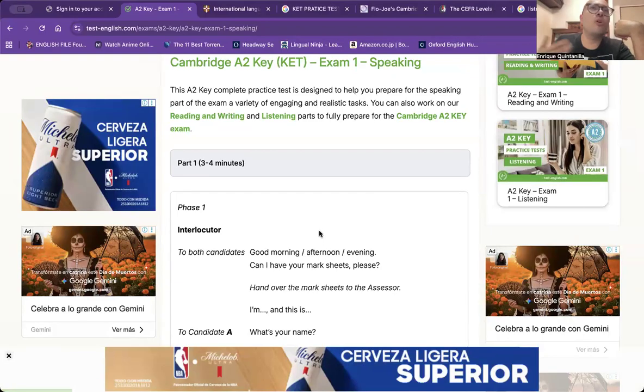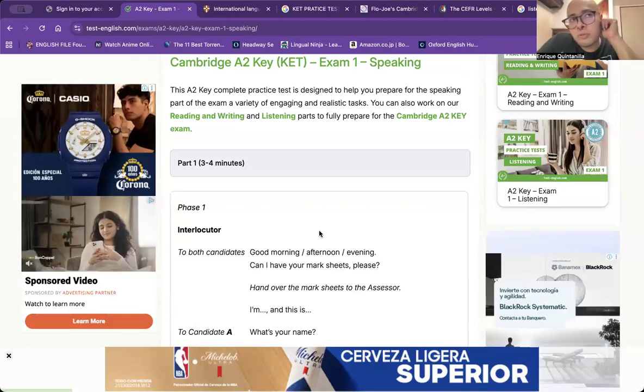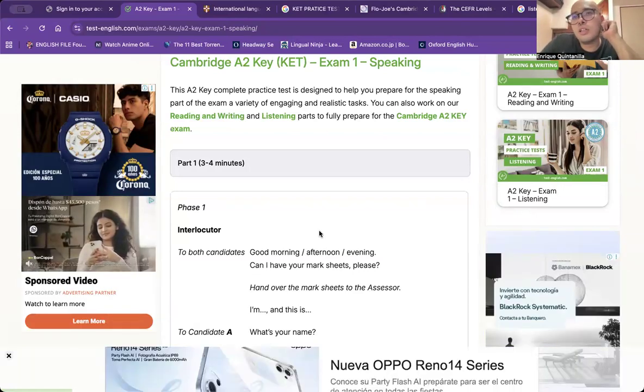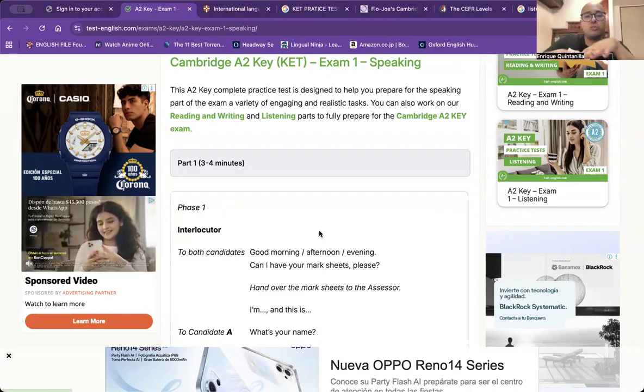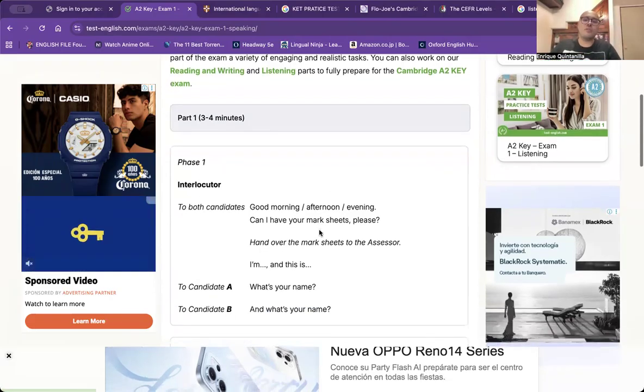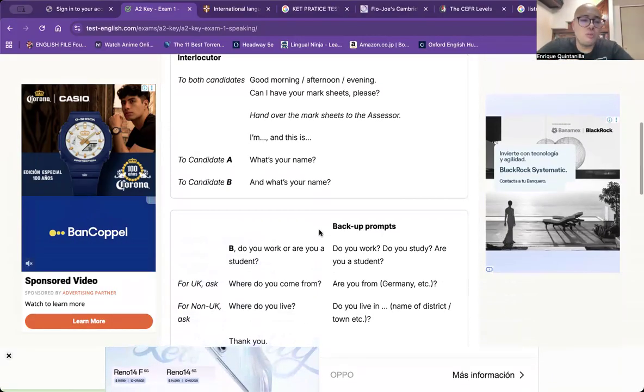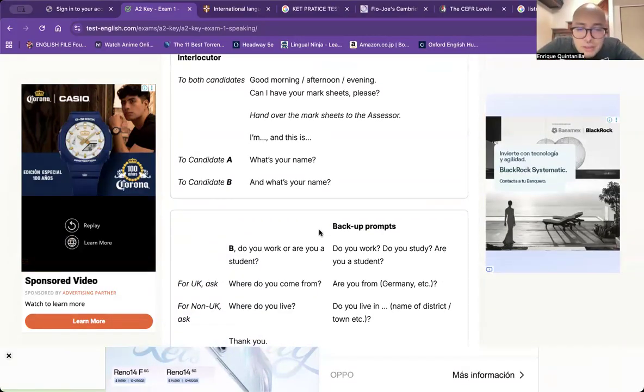So you have to go beyond your answers. For example, if they ask you, where are you from? No nada más decimos México. Hay que contestar más, como I am originally from Mexico, but I live in a city called Cuernavaca. It's 1 hour away from Mexico City. And then you will have more points if you answer like that, more fluent answers.